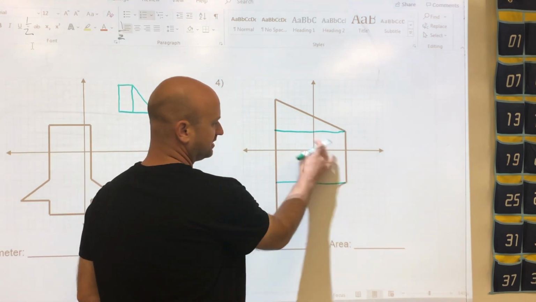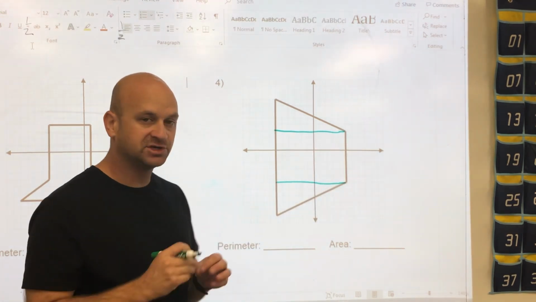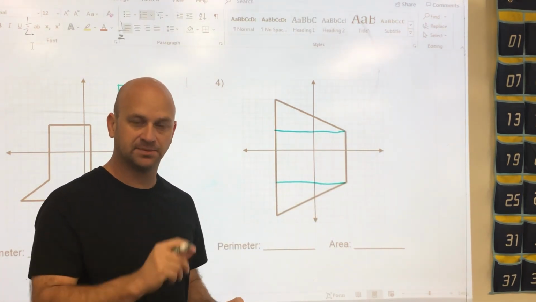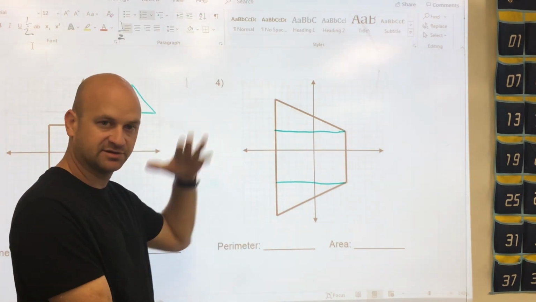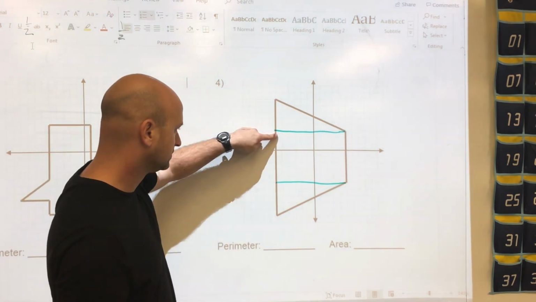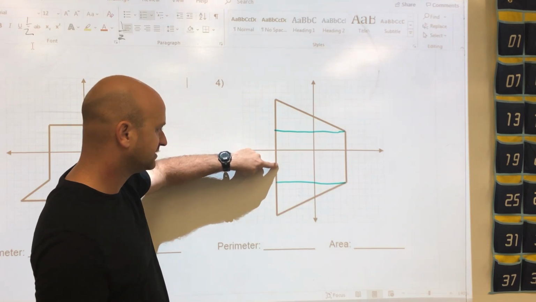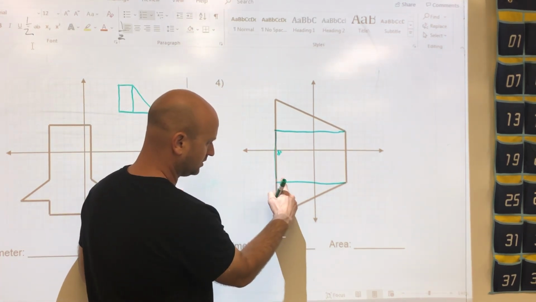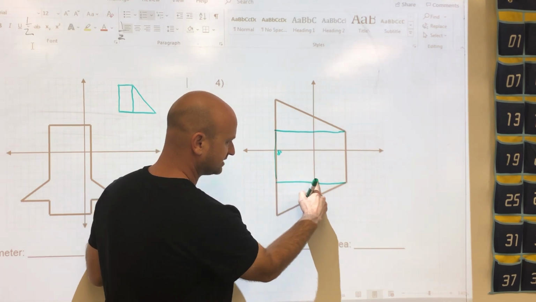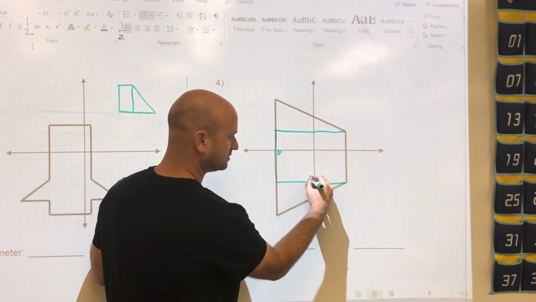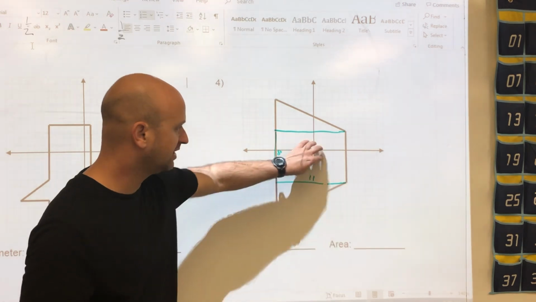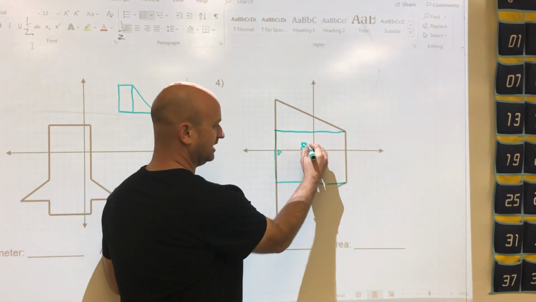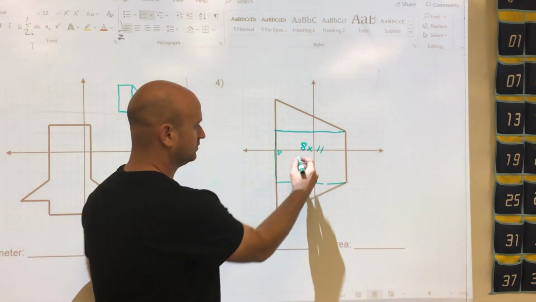So let's calculate the area of the rectangle first. So we wanna make sure we count boxes. Again, count the boxes to determine the length of the different sides. So 1, 2, 3, 4, 5, 6, 7, 8. So this length here would be 8. 1, 2, 3, 4, 5, 6, 7, 8, 9, 10, 11. This would be 11. So the area of this box would be 8 times 11, which would be an area of 88.